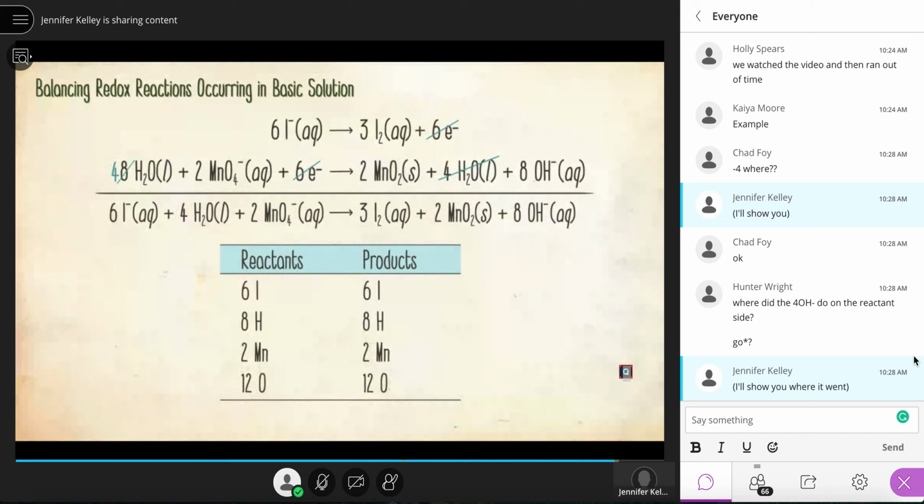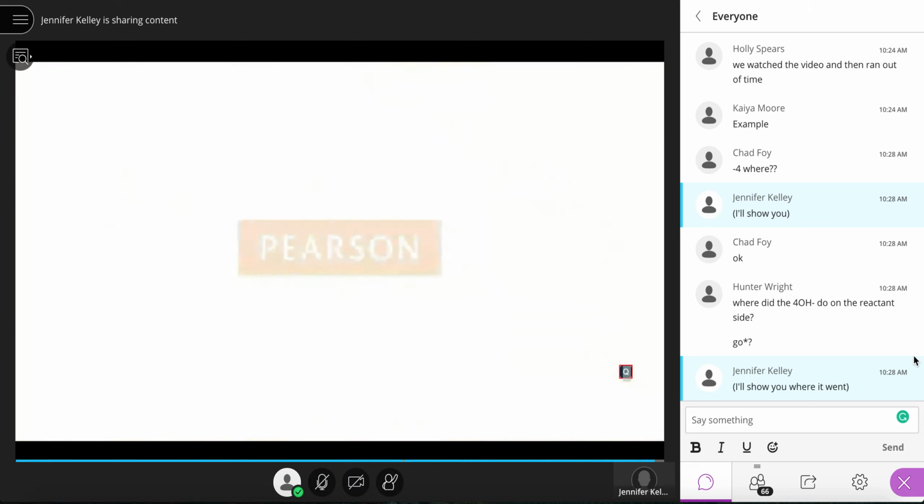The total charge must balance out on each side. On the reactant side, you have 6 I minus plus the 2 MnO4 minus. So the total charge on the reactant side is -8. On the product side, you just have the 8 OH minus, which is also -8 charge. So the charge is the same on both sides. The equation is balanced.